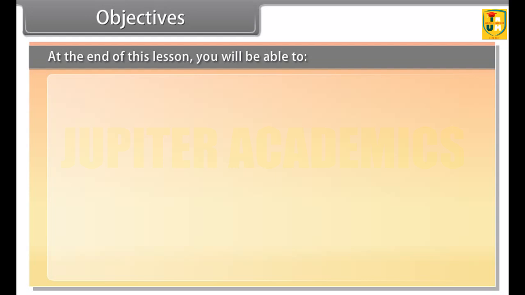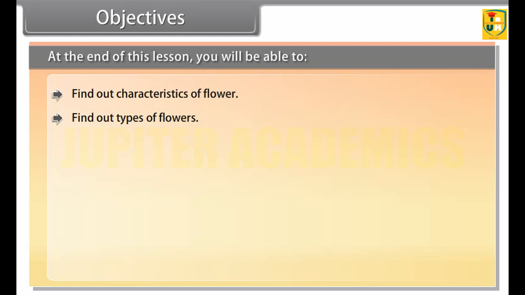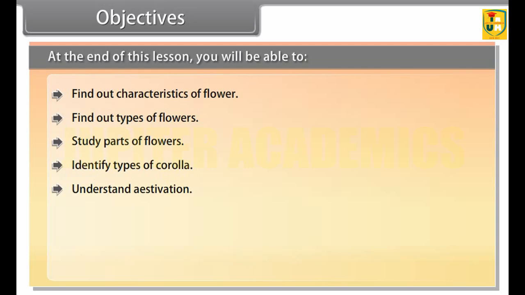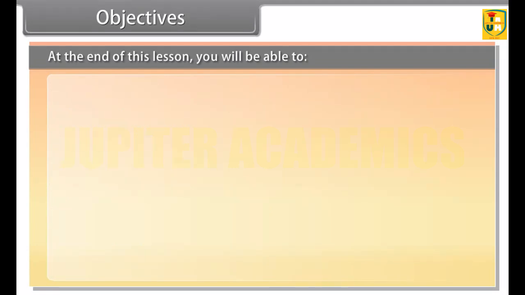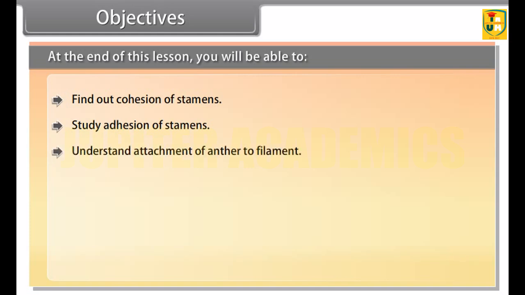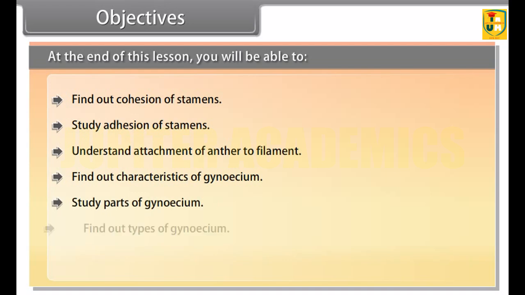Objectives. At the end of this lesson, you'll be able to find out characteristics of flower, find out types of flowers, study parts of flowers, identify types of corolla, understand estivation, find out characteristics of androecium, study parts of stamen, find out types of androecium, find out cohesion of stamens, study adhesion of stamens, understand attachment of anther to filament, find out characteristics of gynoecium, study parts of gynoecium, find out types of gynoecium, understand placentation.